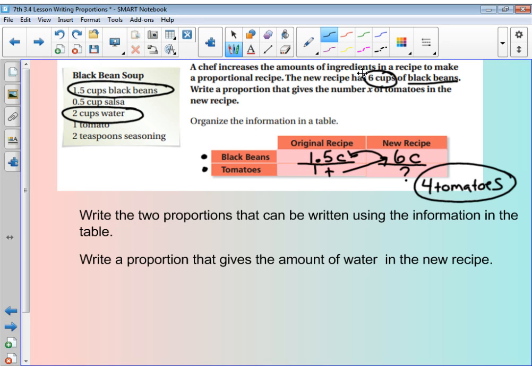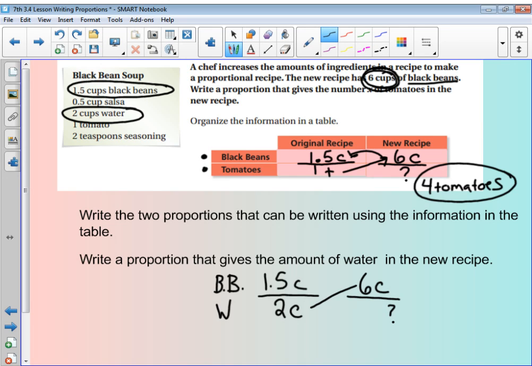So the original recipe is 1.5 cups of black beans. And for my water, I needed 2 cups. Okay, in our new recipe, once again, we're going to use 6 cups of black beans. So black beans was on the top, so I'm going to put that on the top. And now I need to solve for this missing part.